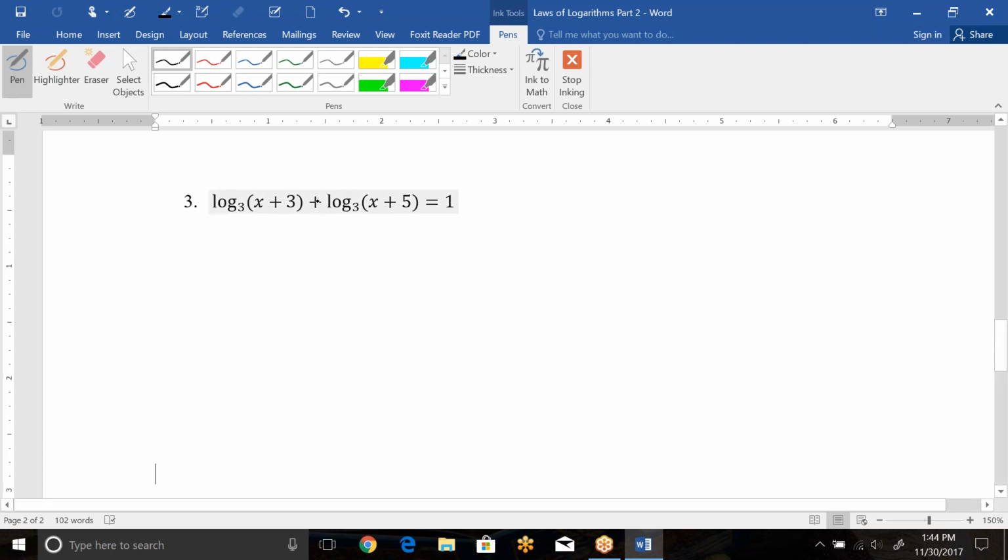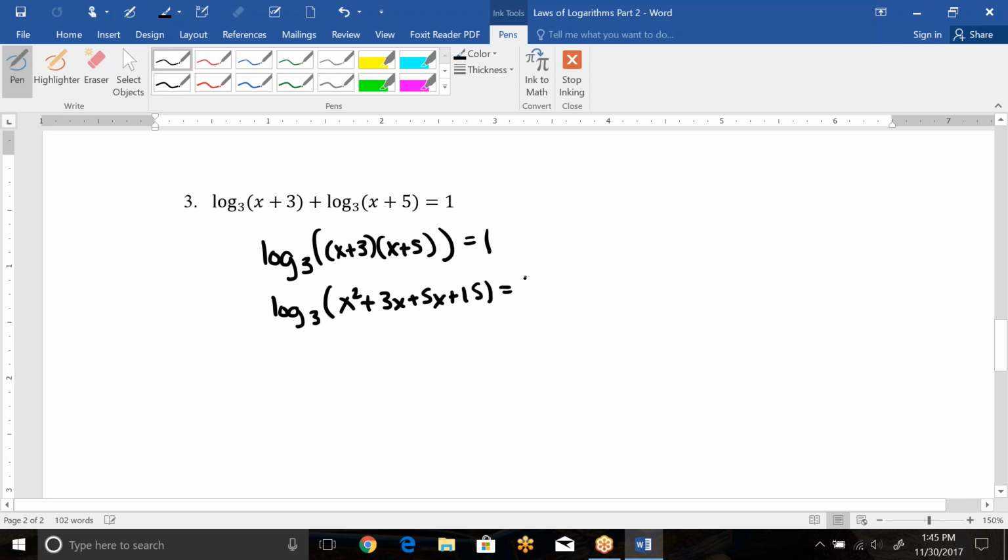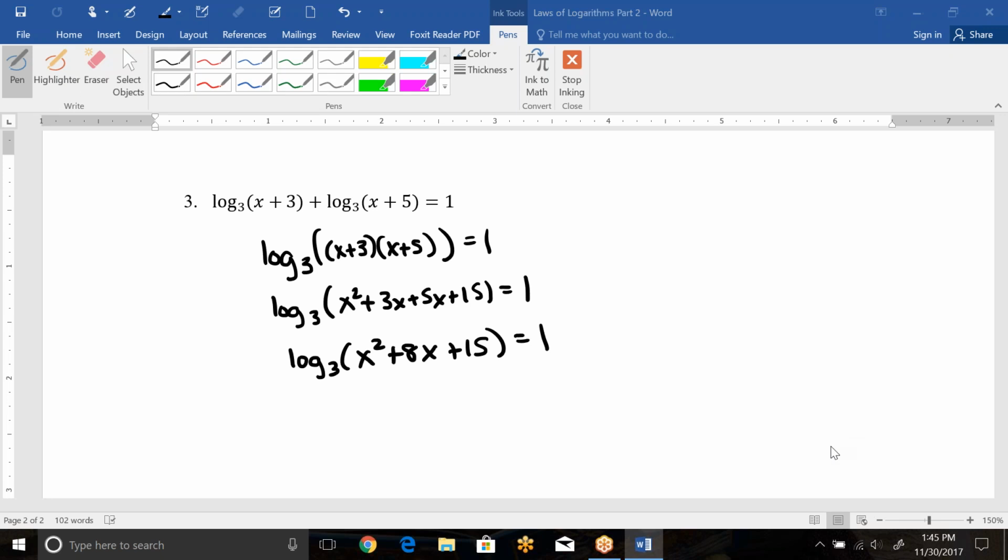So because there's a plus sign between these, we're going to combine the two logs that have the same base. And it's going to be multiplication. So x plus 3 times x plus 5. We'll go ahead and work that out. So that's log base 3 of x squared plus 3x plus 5x plus 15 equals 1. So that's log 3 of x squared plus 8x plus 15 equals 1.